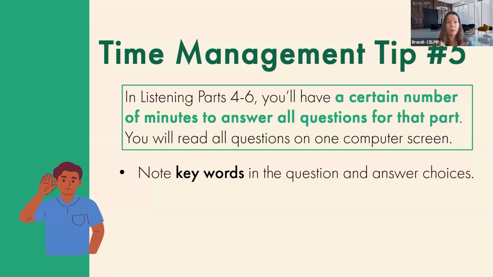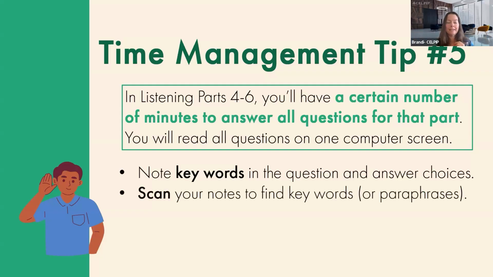Is it a question about a location? Is it a where type detail? Or is it a question about a person and their opinion? That would be the who detail. So we have to recognize what the question's asking us about, and also the answer choices too, right? And then when we recognize what we're trying to find in our notes, we go to our notes and scan down to find those keywords.